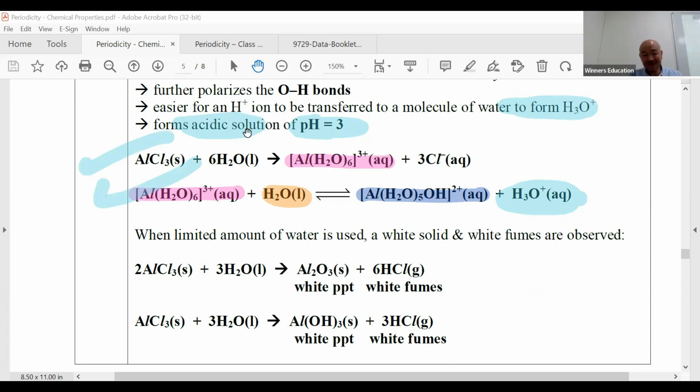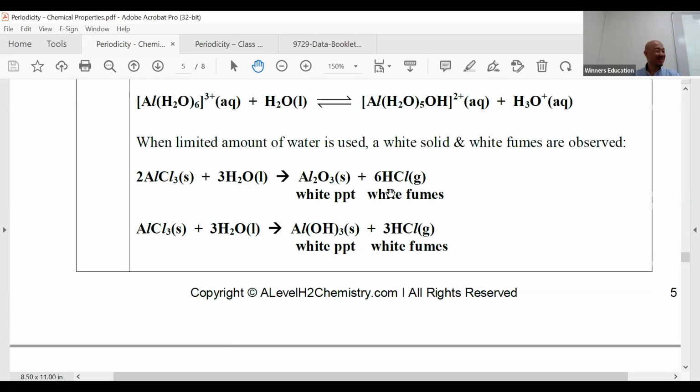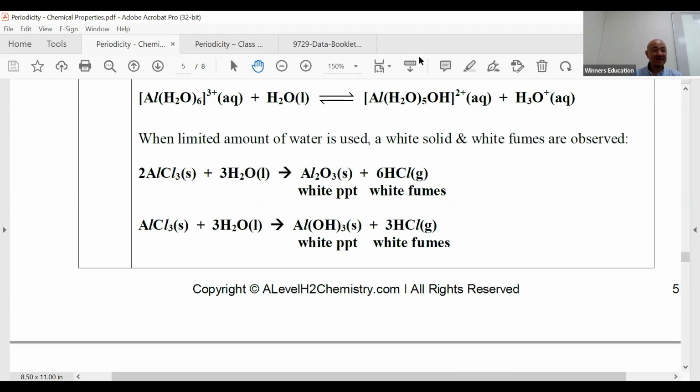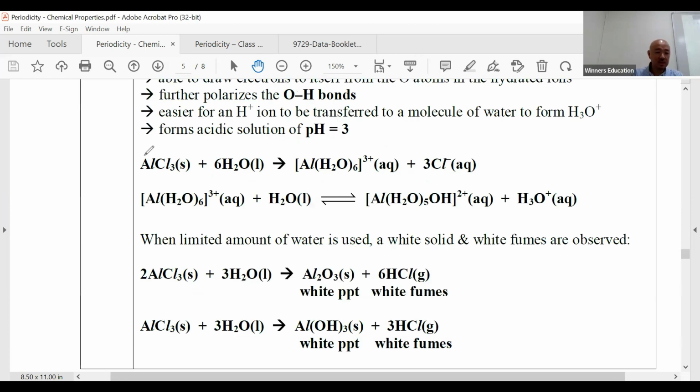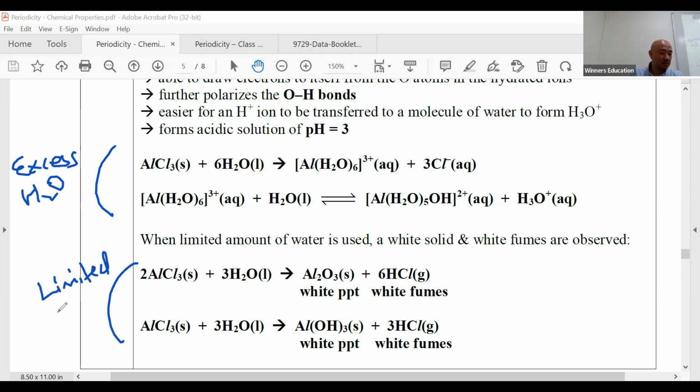Ready? That part is the boring one. The interesting one is here, and you're going to ask, okay, these are all the outliers, but it won't be too difficult, right? So once again, follow me closely. This is when you have excess water, so this section is where AlCl3 is added into excess water. This is when you have limited water. You don't add a lot of water, you just add a few drops, that's it. Then you will see something different.